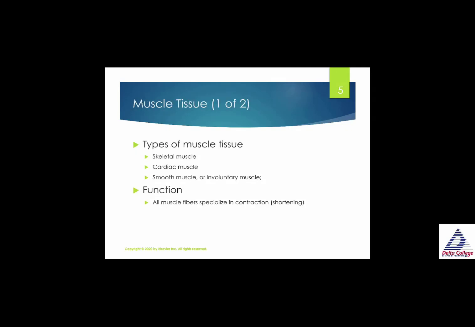So the types of muscle tissue: first, skeletal; second, cardiac; and third, smooth muscle or involuntary. Remember, as a previous discussion, skeletal muscle is voluntary, cardiac muscle is for the heart, and smooth muscle is involuntary. The function of all muscle fibers specialize in contraction or shortening.